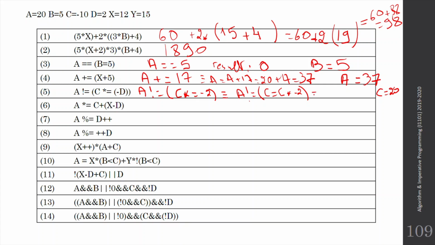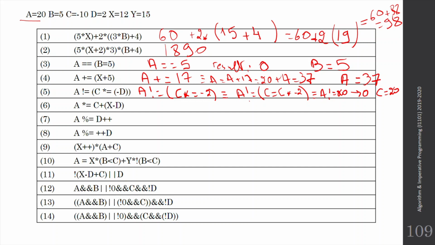And then we will have here a, is it different to 20? Let's see. A, is it different to 20? In a there's a 20, and so a is not different than 20, so the result will be false. It means 0.